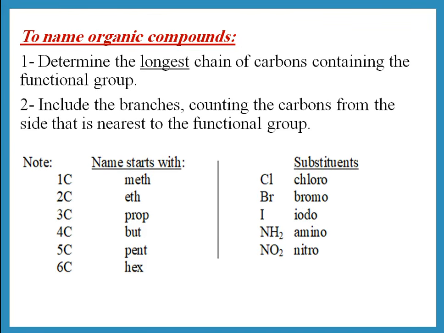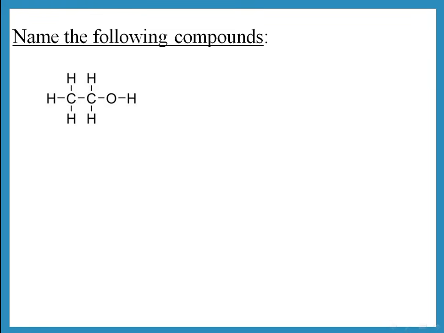We also know here in this syllabus that if we have a chlorine somewhere, this is called chloro something, or bromo something, or iodo something. If I have an NH2 on a compound, that is an amino group. If I have an NO2, it's a nitro group. So let us see how we name organic compounds.